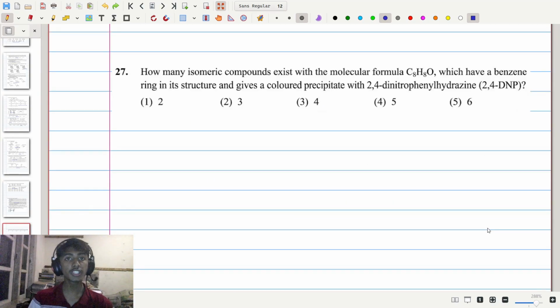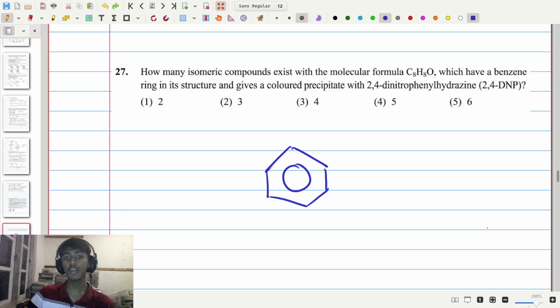Now moving on to question number 27, it says, how many isomeric compounds exist with the molecular formula C8H8O which have benzene ring in its structure and give a colored precipitate with 2,4-DNP. Now to solve this question, let's start off with the benzene ring. So benzene ring has 6 total carbons and 6 total hydrogens. However, we need 8 total carbons. So therefore, at least one of the hydrogens in the benzene ring has to be substituted with a carbon atom.